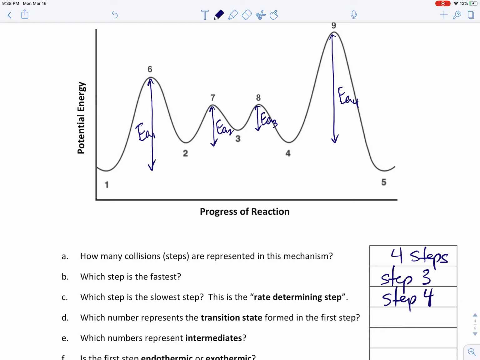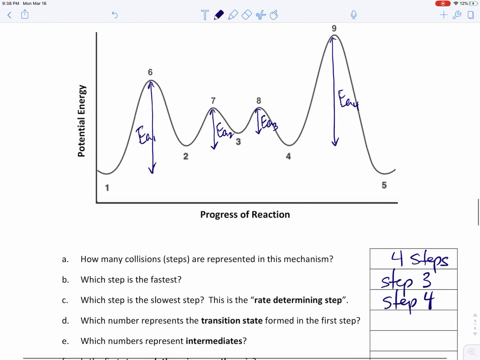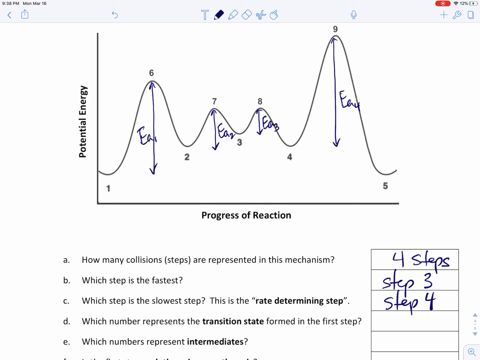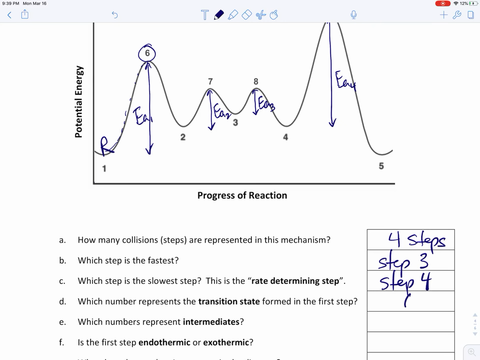Which number, the 1, 2, 3, 4, all the way up to 9, represents a transition state in the first step? Recall that the transition state forms when the reactant particles collide, but they haven't yet become products. They're sometimes referred to as an activated complex also. So it forms, if we think of the reactants for step 1, they're here, and as those reactant particles collide, their energy increases to a maximum. So at number 6 is where we have the transition state, or the activated complex, for step 1. So number 6 in the diagram represents that.